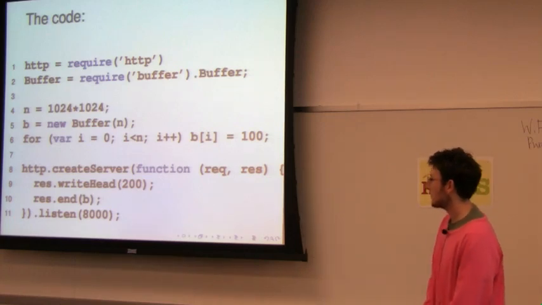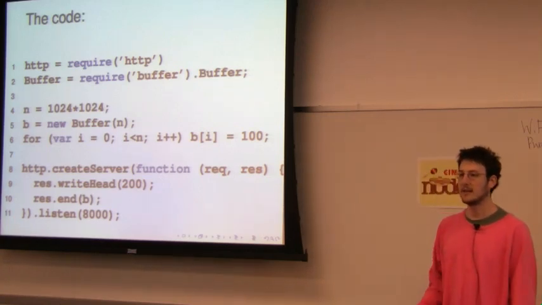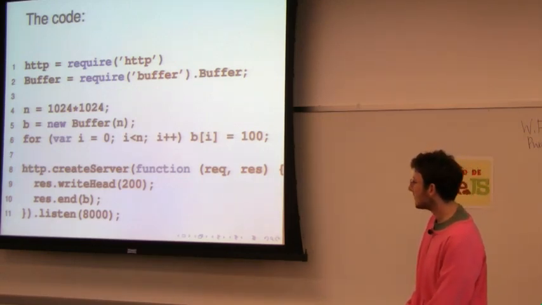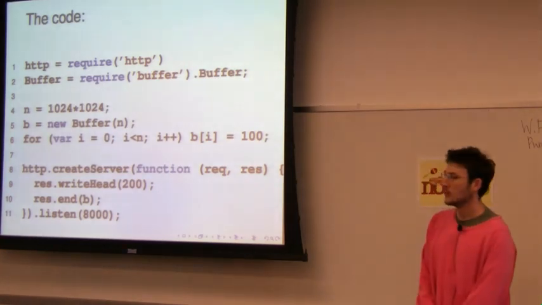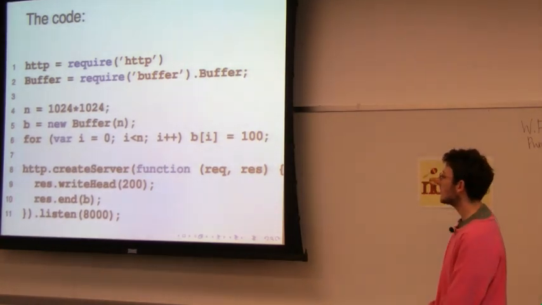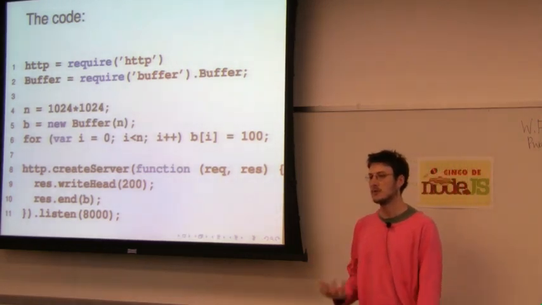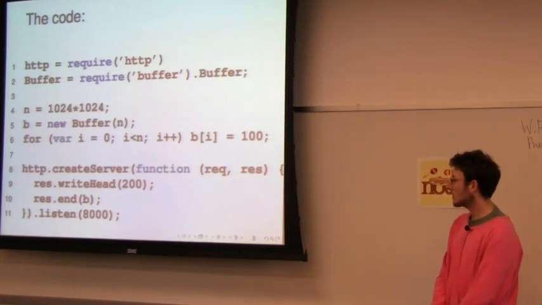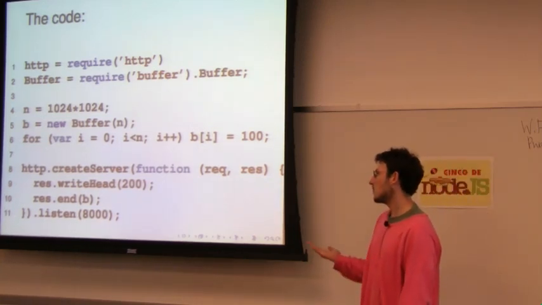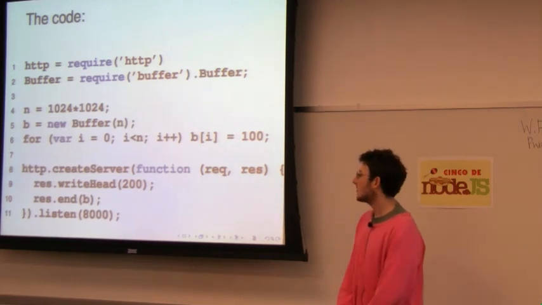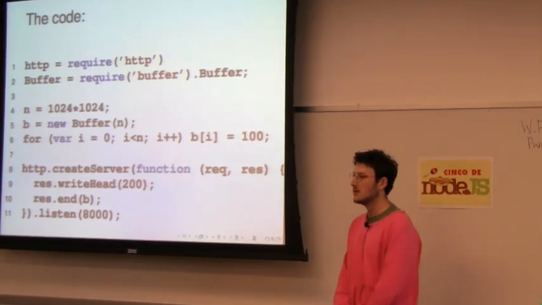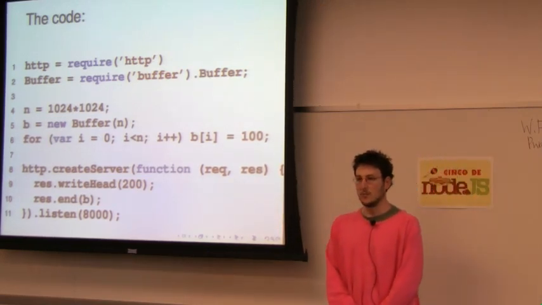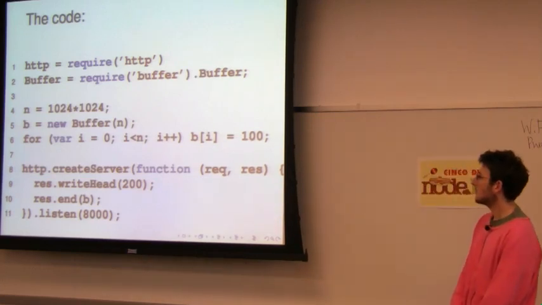And then in lines 4 through 6, we fill the buffer. We allocate a buffer with a megabyte of memory, and we fill it with a bunch of bytes. And then in lines 8 through 11, we create a web server, and we give it a callback which is issued each time a request comes into the web server. What the callback does is it writes out a 200 OK HTTP head, and then writes out the buffer to it. And then the last line makes it listen on port 8000, localhost.